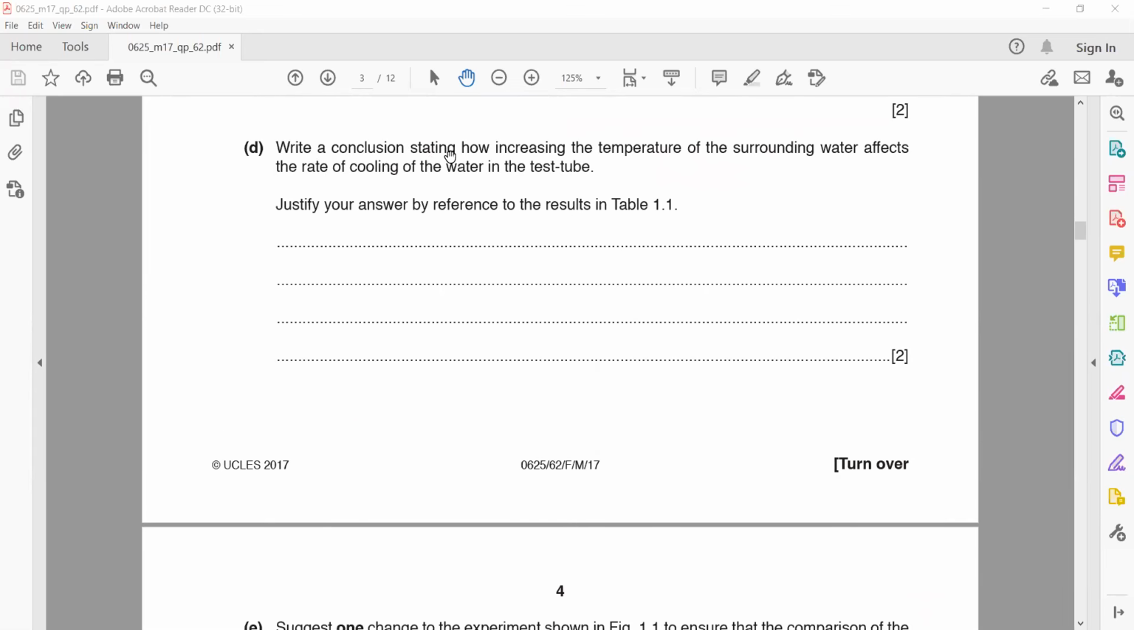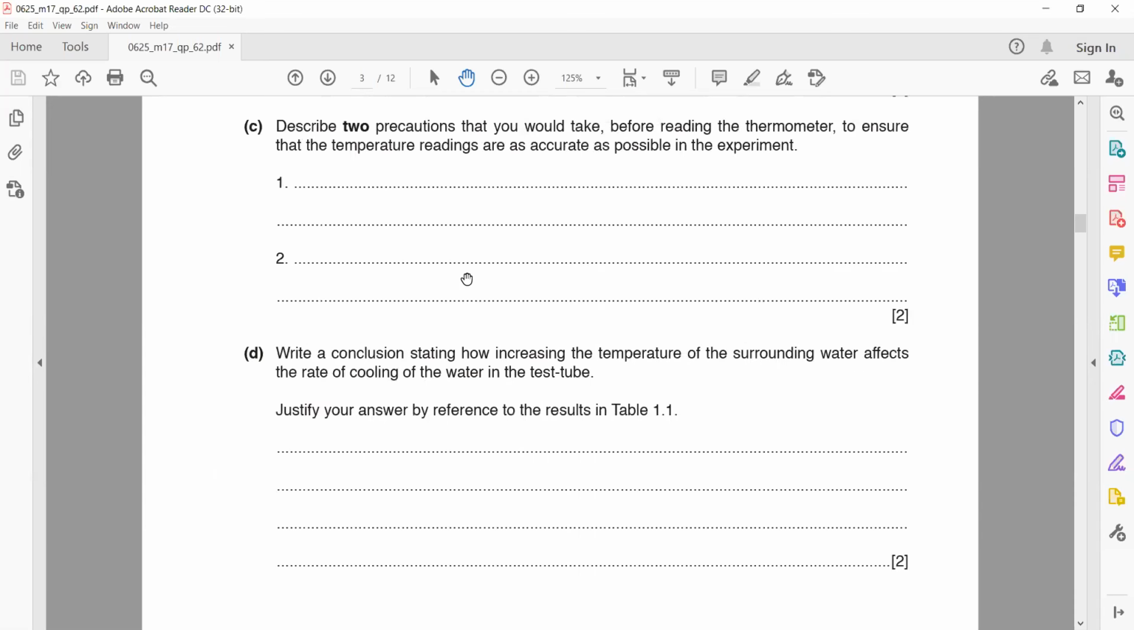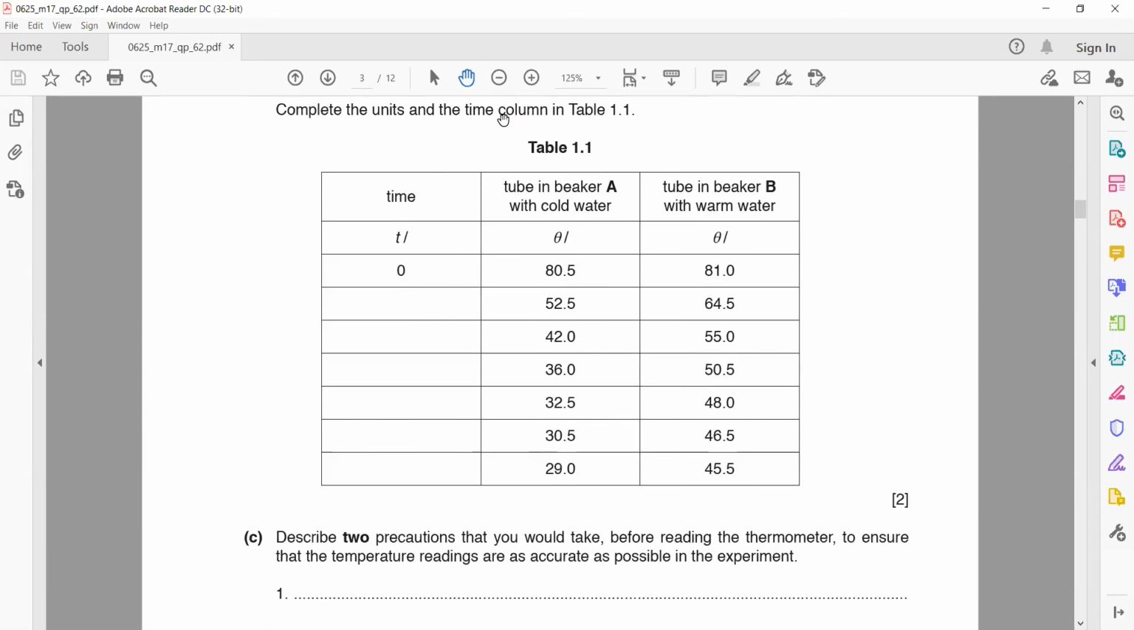Write a conclusion stating how increasing the temperature of the surroundings affects the rate of cooling of the water in a test tube, and justify your answer with reference to the table. So how is the rate of cooling affected? As you can see, test tube A is the test tube in beaker A, which is in cold water. So after 180 seconds, what is the temperature change for the tube in beaker A?